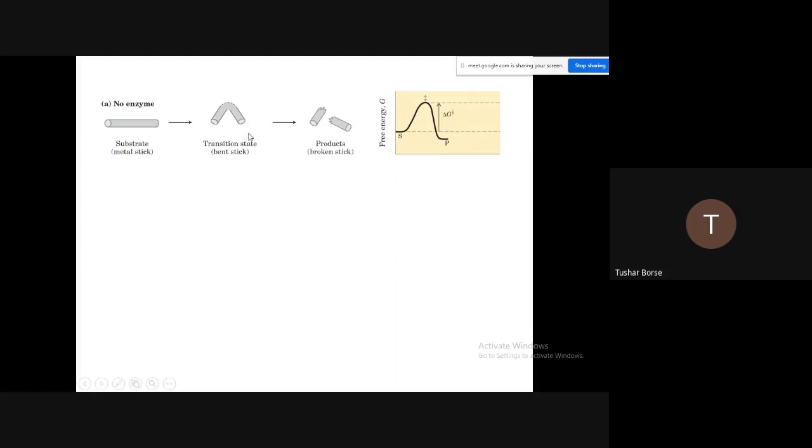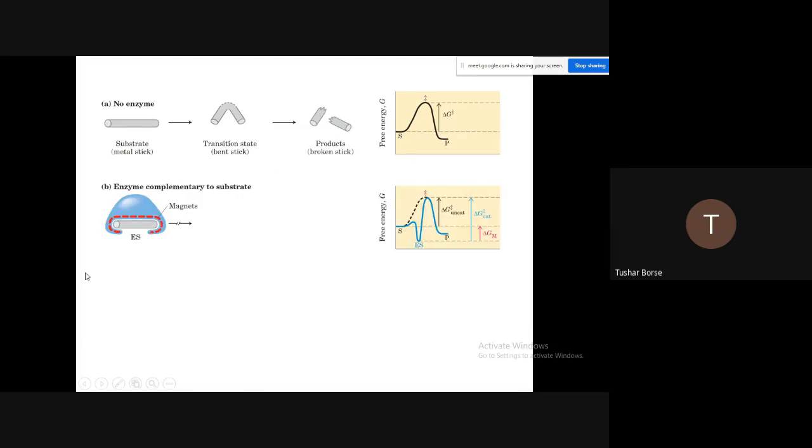Okay, so this is the transition state. You'll have to bend it. Then you have to apply some more pressure so that it can be broken into two entities. Fine. So here, this is a reaction where a higher amount of force or energy is required for it to occur.